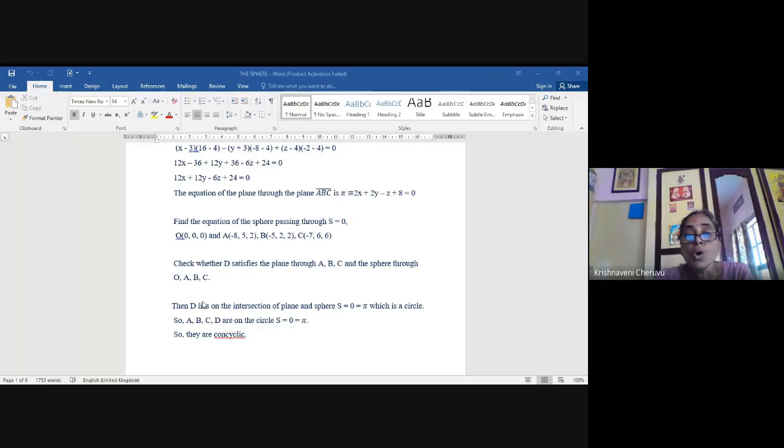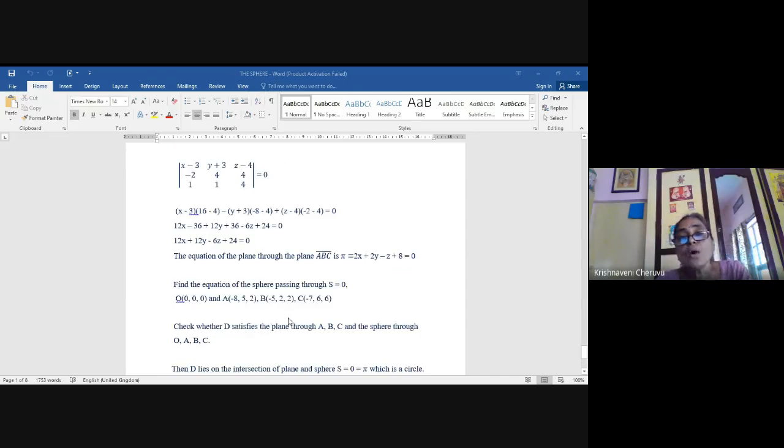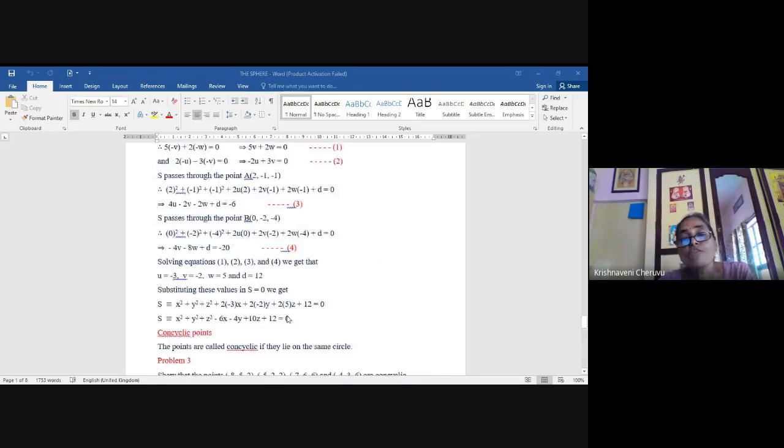So the OABC sphere is containing the point D, and the ABC plane is also containing the point D. So D is lying on the circle S = 0 = pi. So ABCD, all points are lying on the circle. Therefore, they are concyclic. Okay, now you are supposed to do the problems of this model.